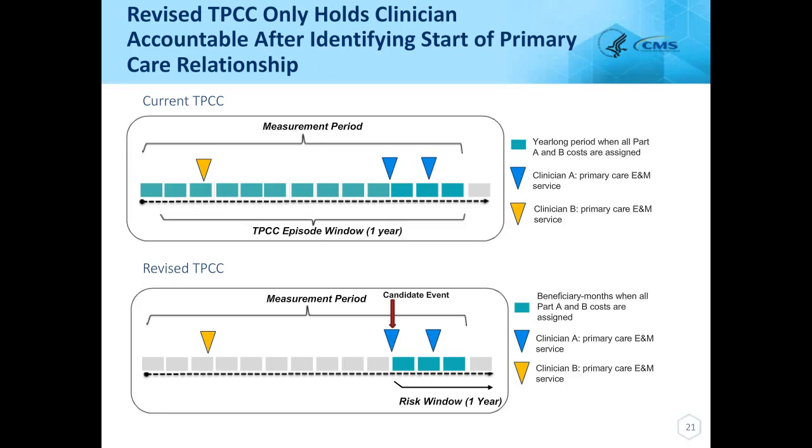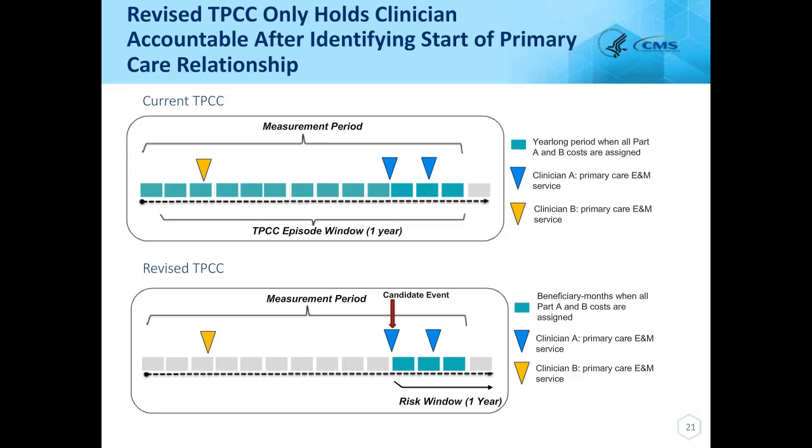And the way that the current TPCC measure works is that the total year of costs for the beneficiary is allocated to the clinician that has the highest fraction of E&Ms. And so in this case, the total year of costs, all those blue boxes there, are going to be allocated to Clinician A. And so you'll see right away that an issue that has been raised in the past about this is that there are months of cost that occur before Clinician A has started seeing the patient that will be allocated and attributed to Clinician A. The revised TPCC measure tries to address this. And the way it addresses this is depicted in this bottom box here.